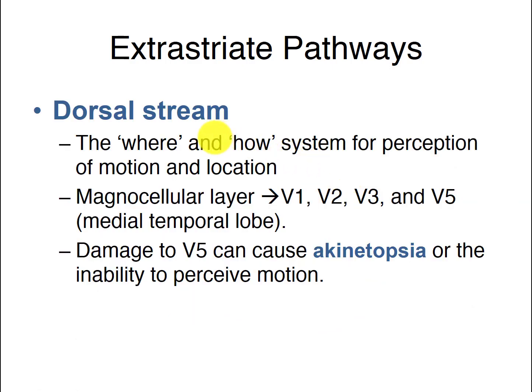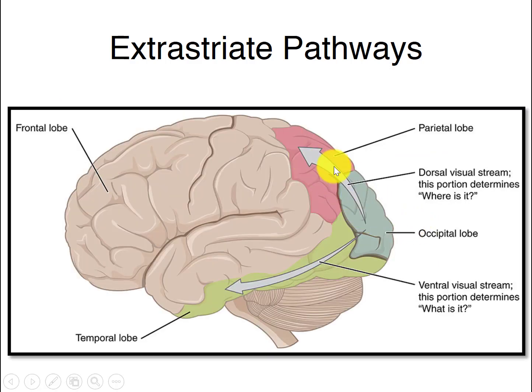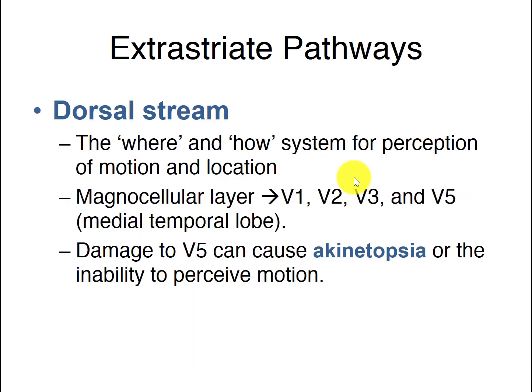So let's look at the dorsal stream. This is the where and the how system of perception. So the magnocellular layer, remember, they like movement. It's going to V1, primary visual cortex, V2, V3, V5. This is going this way. V3, V4, V5, this way. That's where the information is being sent. And this is about movement. And people who have damage, perhaps, to this area or to this stream, or specifically to V5, may have trouble perceiving movement. This is a visual disorder called akinetopsia. Kines means move.